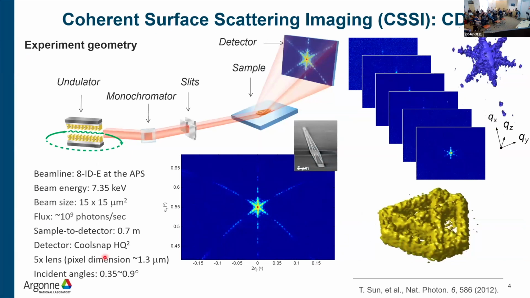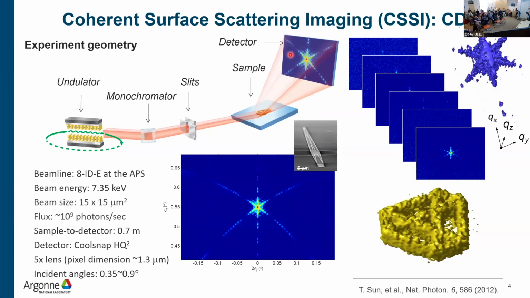So the very first CSSI experiment was done almost 10 years ago. I don't want to talk too much here, but basically we have a small sample. This is in a CDI geometry. The sample is smaller than the footprint of the beam on the surface. So the beam comes onto the surface, and we measure the reflected signals in a small angle regime, and a single shot reconstruction. By single shot, I mean we don't change the angle, we don't scan.